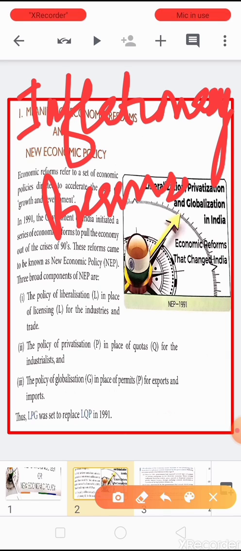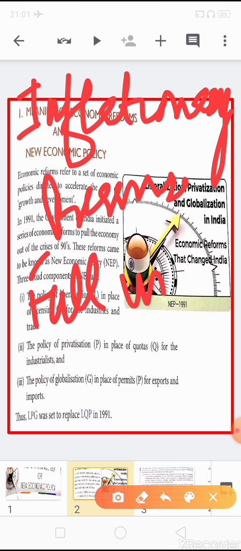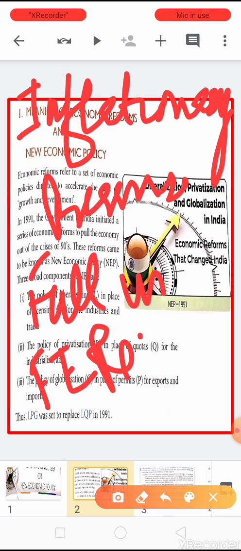Children, as you all know, there was a consistent rise in the general price level in the economy due to an increase in the money supply and shortage of essential goods. So this was a reason behind the economic reforms. Next is the fall in foreign exchange reserves.